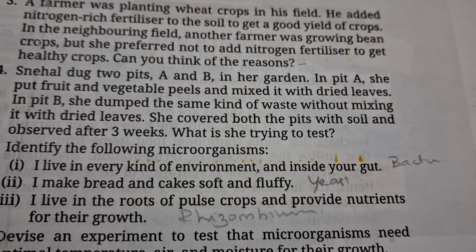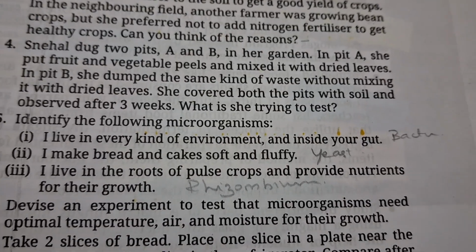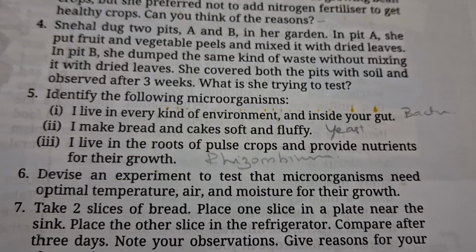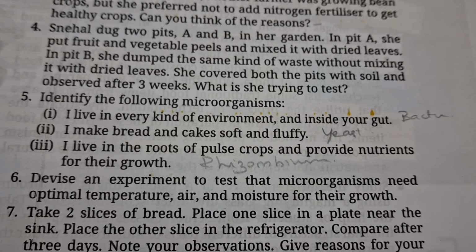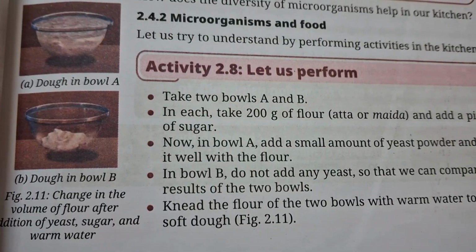So the first one is bacteria, next one is yeast, and it is a rhizobium. Next one, third one: devise an experiment to see that microorganisms need optimal temperature, air and moisture for their growth. For this activity there is an answer.